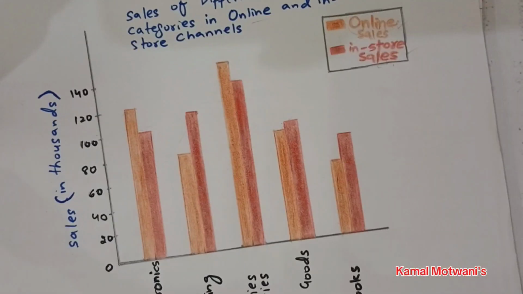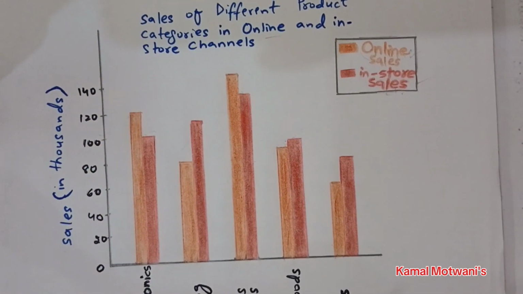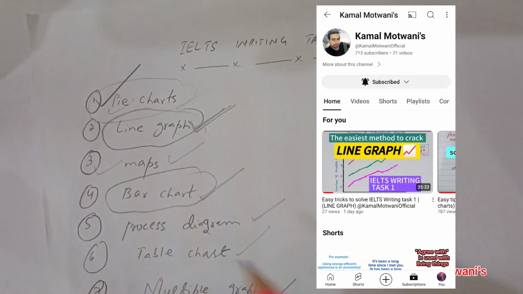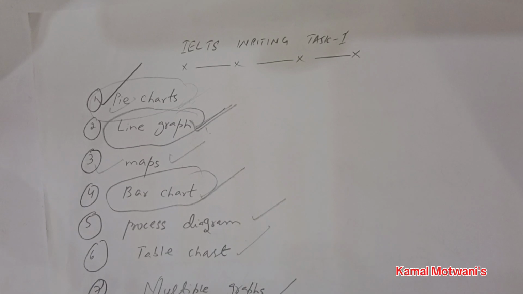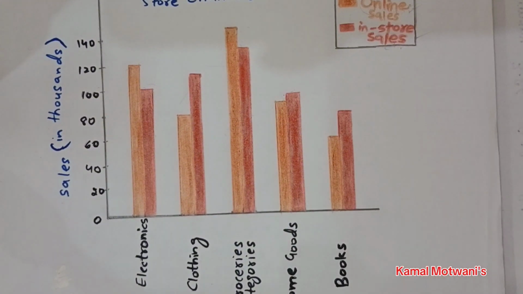So the major thing is, whenever you are given the IELTS writing task 1, first of all, do understand and interpret the type of IELTS writing task that is given to you. Whether it is a pie chart, line graph, maps, bar chart, process diagram, table chart, or multiple graphs. Do interpret them. When you are able to interpret them, you can easily write this into your paragraph or essay format.